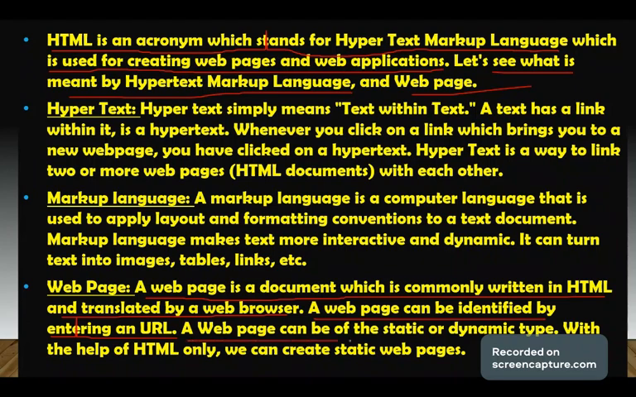A web page can be static or dynamic type. With the help of HTML only, we can create static web pages. That means whatever pages have already been created by the user, other people can see and go through them, but cannot edit them, right? Like suppose this is on my entire screen, what you are seeing, it's a normal PPT, the static PPT. You cannot edit it, right?